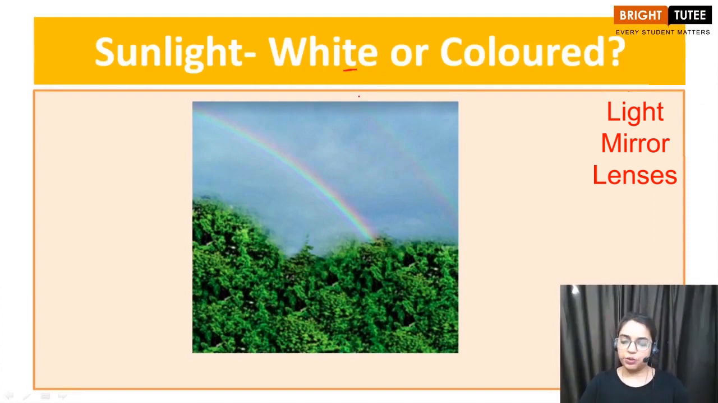Hello children, welcome to the session. In this session, we are going to do one of the most interesting topics, which is sunlight, white or colored. So this is a very interesting question. The sunlight that you see, which appears like a white light, is actually a mixture of so many colors. We are going to figure this out.